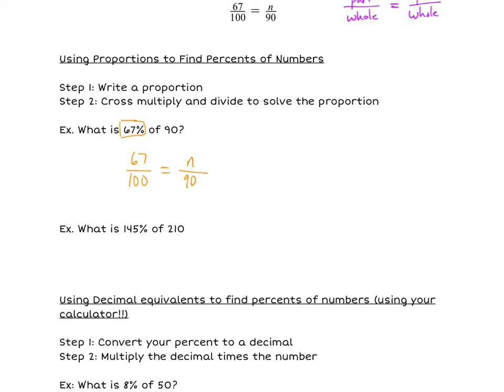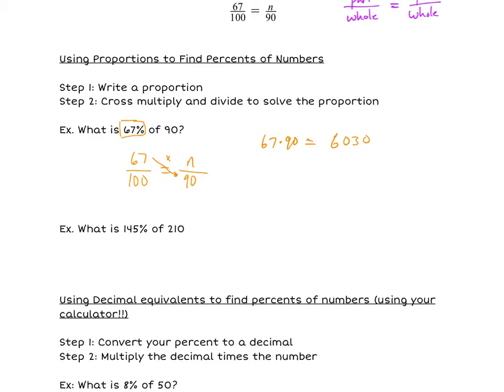A few sections ago, we figured out how to solve proportions. And step 2 says, here's your proportion solving. Cross multiply, so multiply on the diagonal, and divide by the number that's left. So you're going to multiply 67 times 90. And what do you get when you do 67 times 90? 6,030.